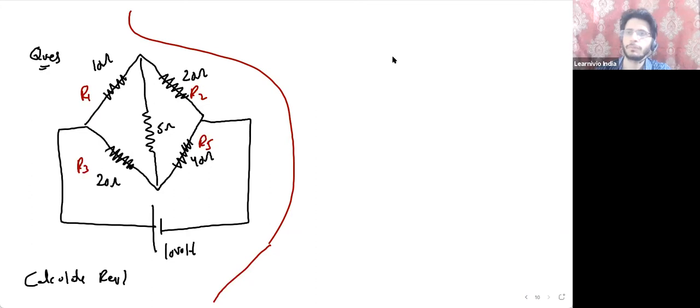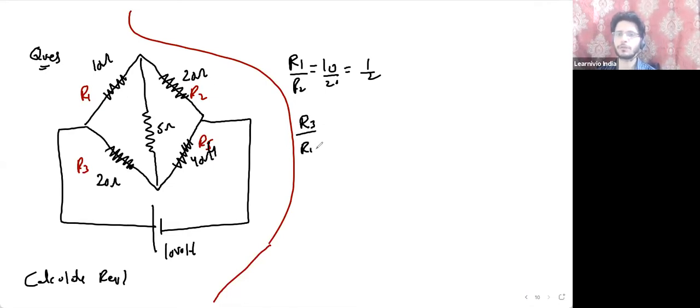See, to check the balancing condition is very easy. R1 by R2 you can calculate. That's 10 by 20, which is 1 by 2. R3 by R4 you can calculate. Sorry, this is R4. R3 by R4 is 20 by 40, which is 1 by 2. Now, if it is balanced, then you can remove this 5 ohm resistor.